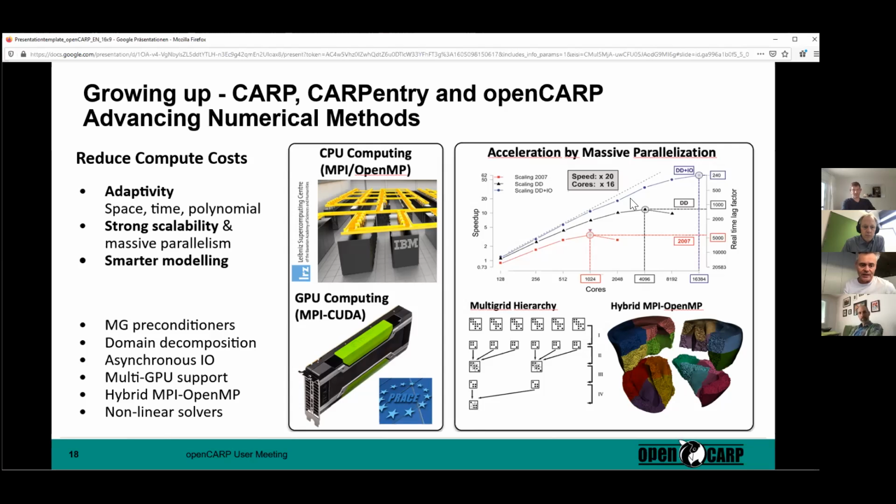There were a lot of things we did to improve scalability: asynchronous I/O, proper domain decomposition, multi-GPU, hybrid MPI, and so on. So we really invested into the numerics. But this gave us something that was very tractable on a wide range of platforms.